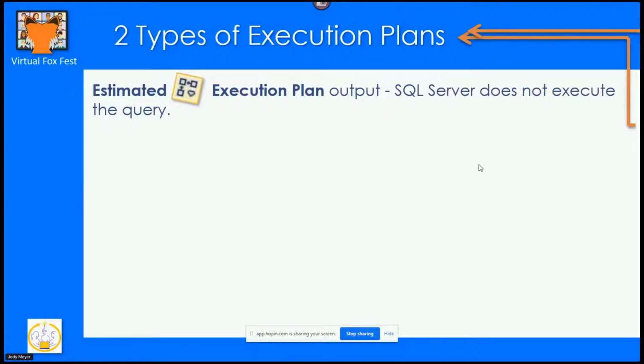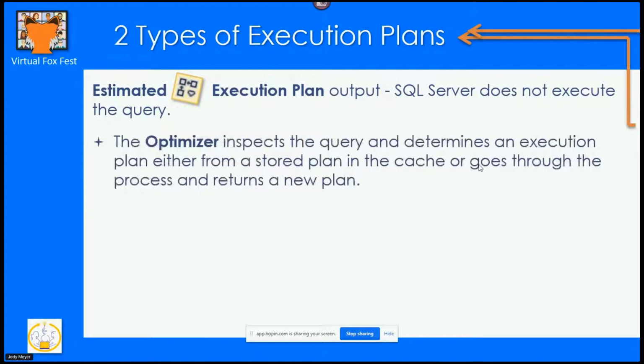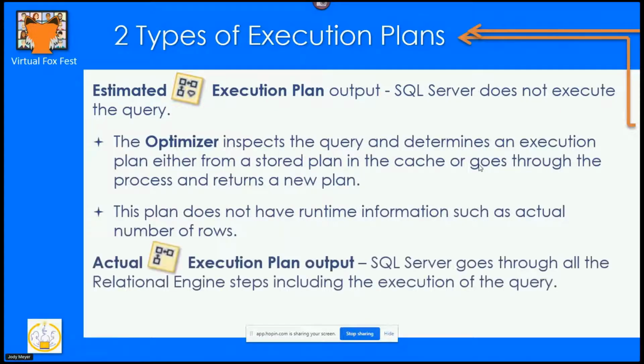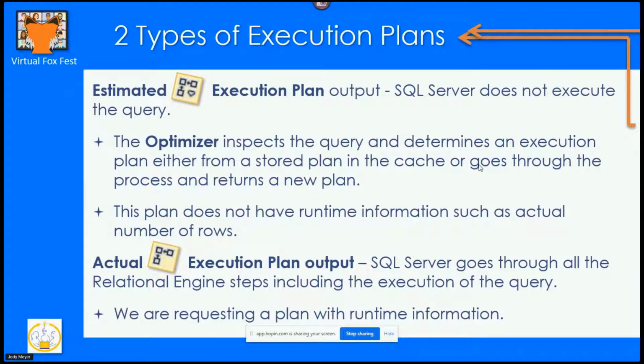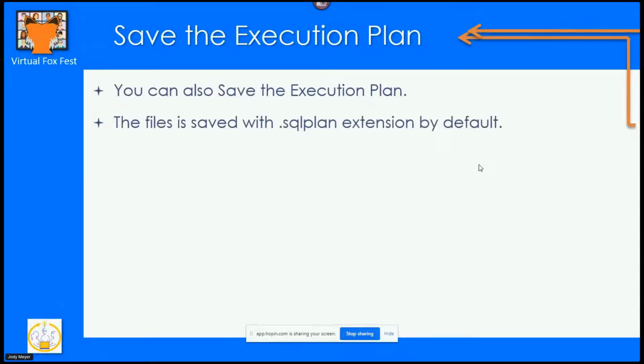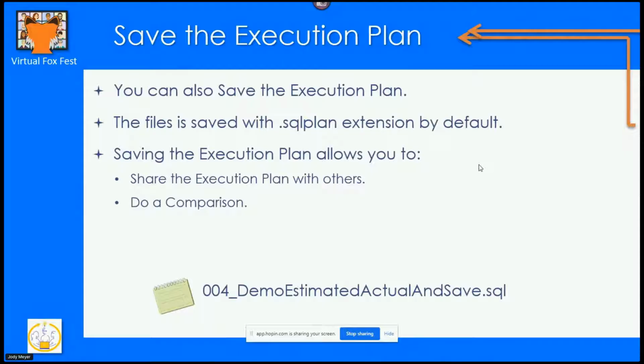The estimated execution plan, SQL Server does not execute the query. The optimizer inspects the query, determines the execution plan, either from the stored cache plan, or it goes through the process to return a new plan. However, it does not execute the query. It won't have runtime information like actual number of rows. The actual execution plan will go through all the steps and execute the query. We are basically requesting a plan with runtime information. And then there's a way to save the execution plan, and then there's a way to do a comparison.